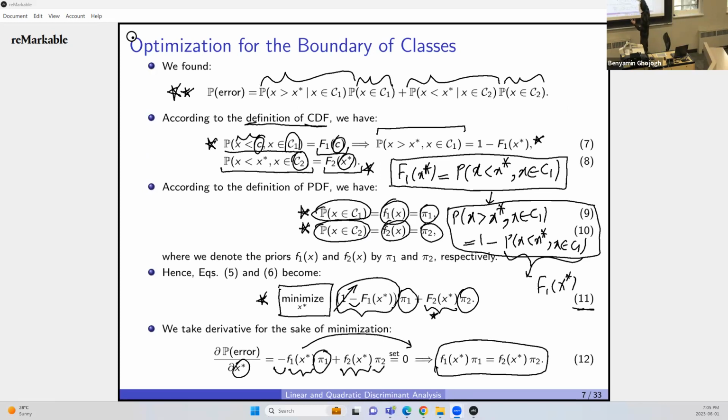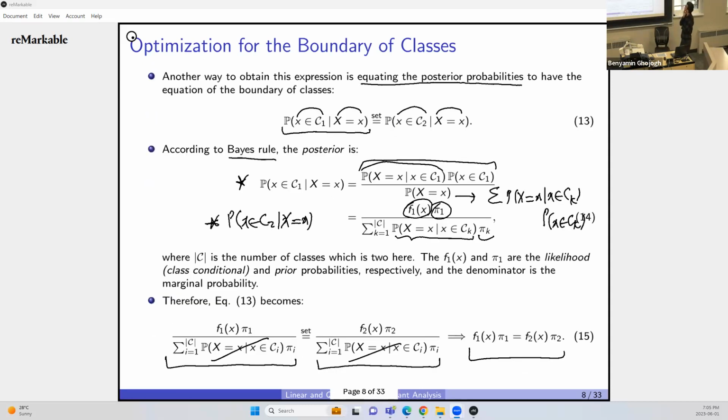We simplified this probability of error as explained before, and then we came up with equation 11, an unconstrained optimization problem. So let's take the derivative and set it to zero. We did that and ended up with equation 12. We also said we can find this decision boundary another way by equating the posterior probabilities. Then we ended up with equation 15, which is equation 12 again.